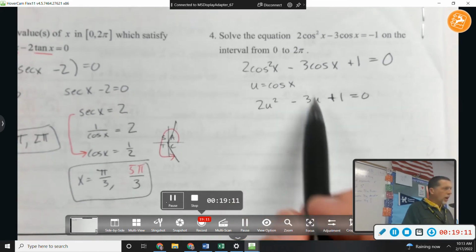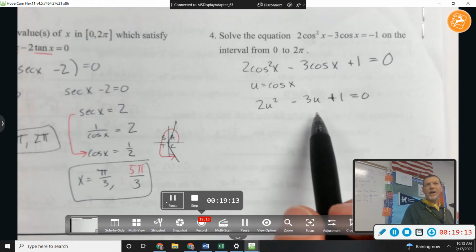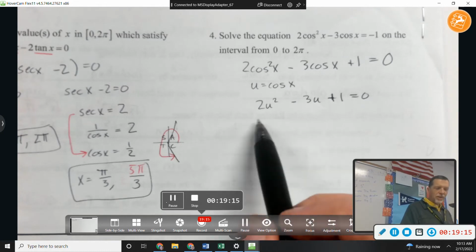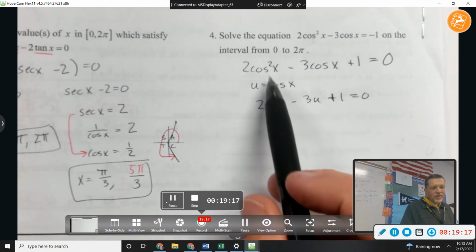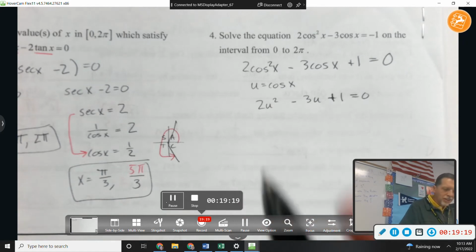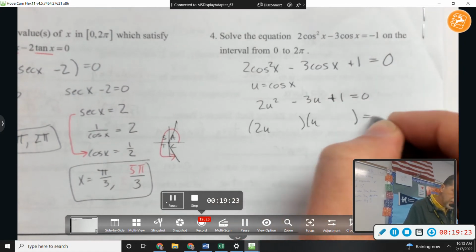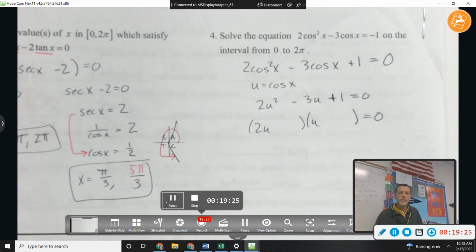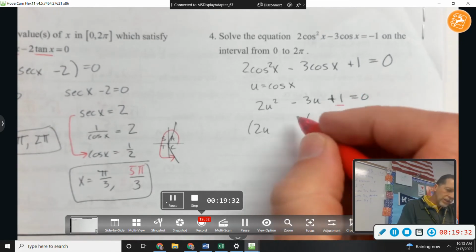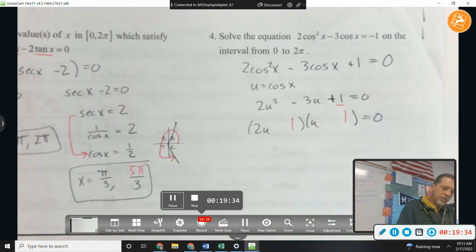But are you okay with what I did, even if you don't understand why I did that? Because now the factoring is the same factoring as it would have been. It's just going to look a little bit easier, a little nicer. Let's see. So it's got to be 2u and u to get u squared. To get 1, the only options we have are 1 and 1, so I hope this works.